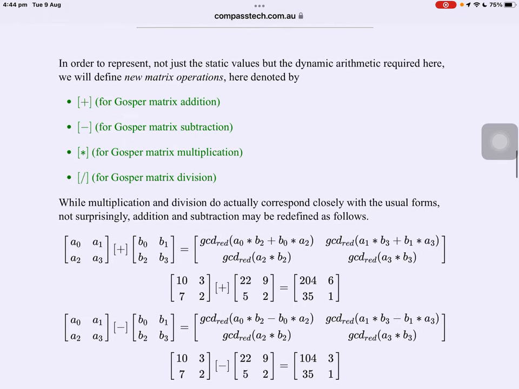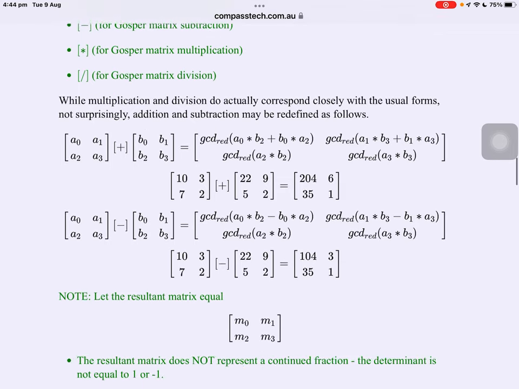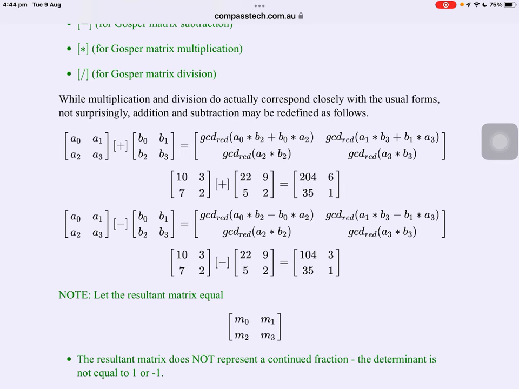So, in mathematics, you're allowed to invent new things. Let's define some new matrix operations specifically for our job here. Now, multiplication and division of matrices are pretty close. We don't have to do much for them. Addition and subtraction are the problem.